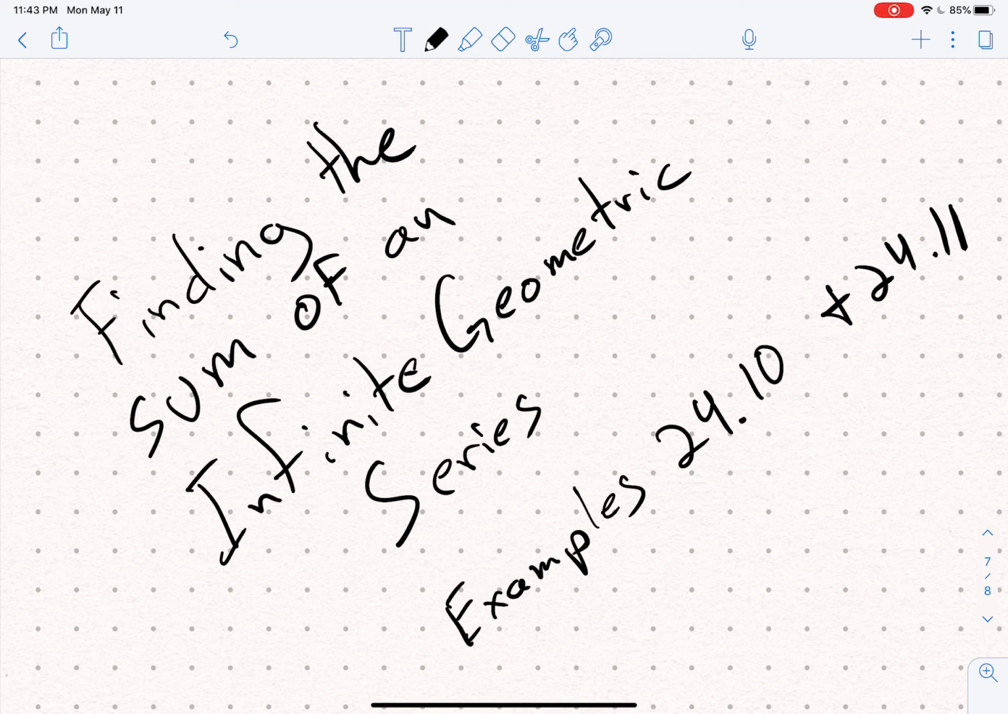What we want to do is apply the formula we found before, which is to find the infinite sum of a geometric series. That is, we add up not just a few of the terms, but all infinitely many terms, and see if we can actually get an answer. Okay, we'll be looking at two examples, 2410 and 2411.